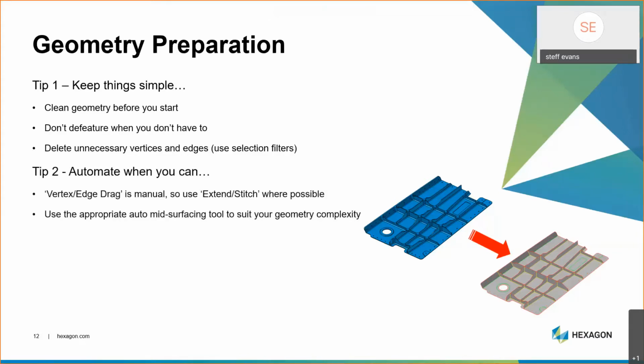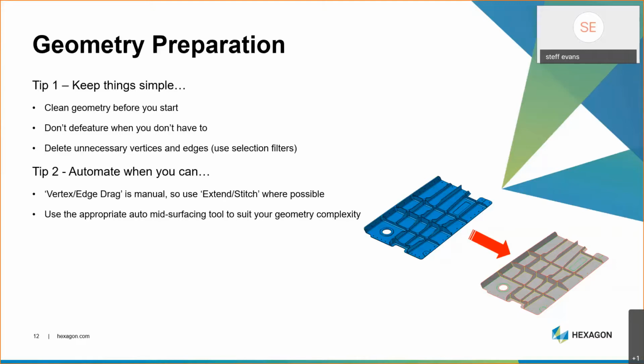Second tip, automate when you can. So there are many different techniques in Apex, just focusing on one here. When we do the mid-surfacing, there are lots of surfaces that get stitched together. We've got tools like Vertex Edge Drag. These are generally manual tools, so if possible, use automation where you can. And I'm talking automation within the Apex user interface. I'm not really talking specifically about the Python API here, but obviously there are opportunities for that kind of automation, and we'll probably cover that on the next webinar, as James mentioned.